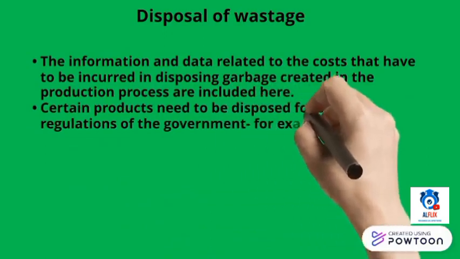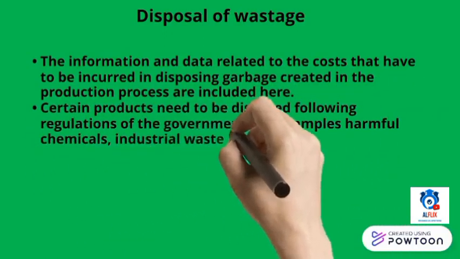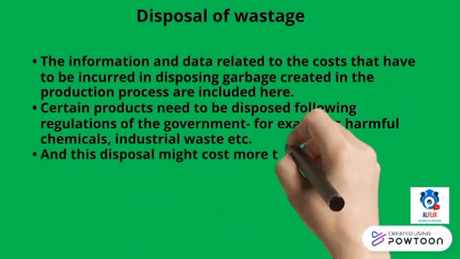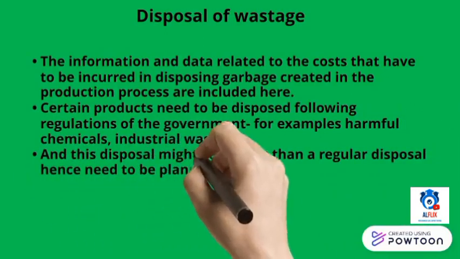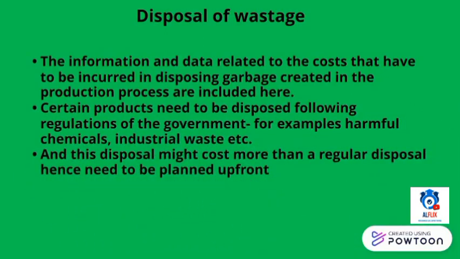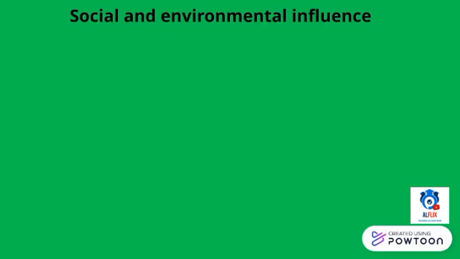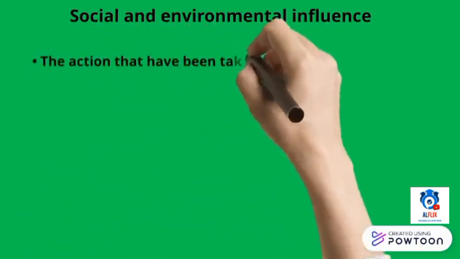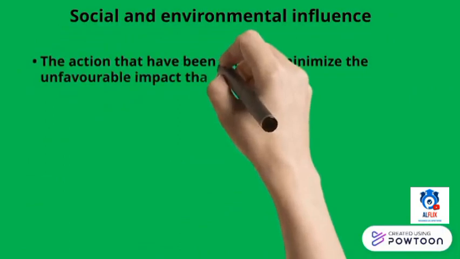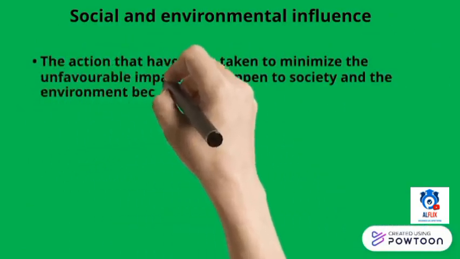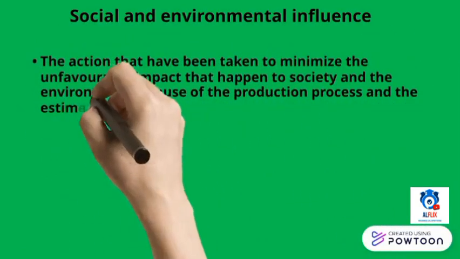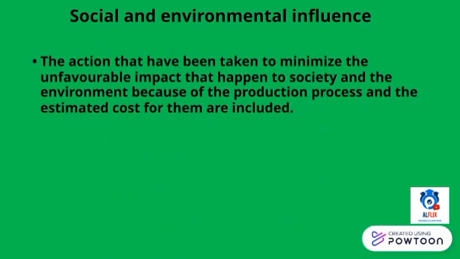Certain products need to be disposed of following government regulations, for example, harmful chemicals, industrial waste, etc. And this disposal might cost more than a regular disposal, hence it needs to be planned upfront. Social and environmental influence: the actions that have been taken to minimize the unfavorable impact on the society and the environment because of the production process and the estimated cost for them are included.